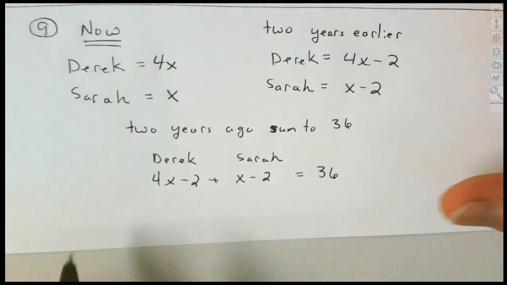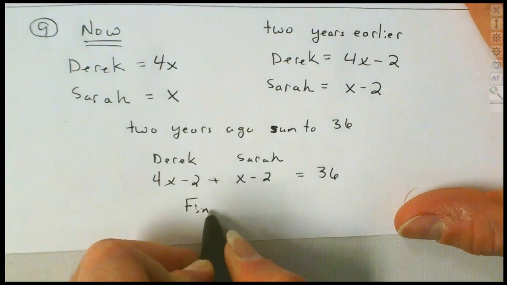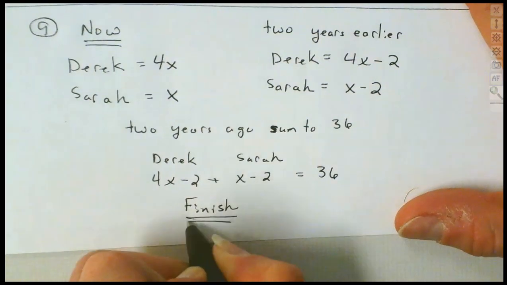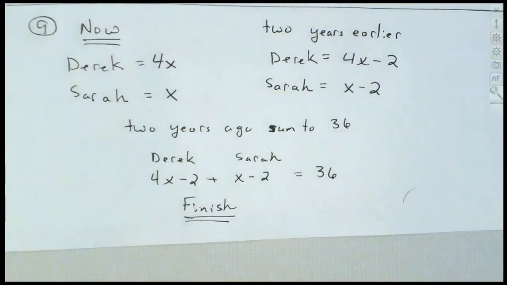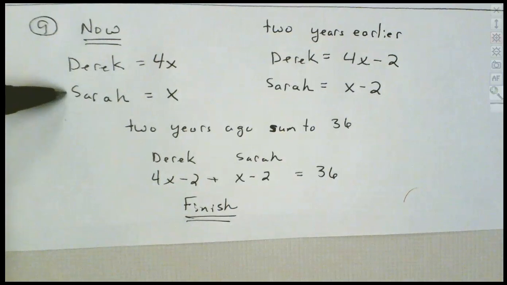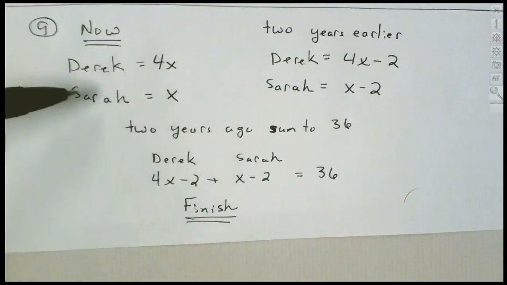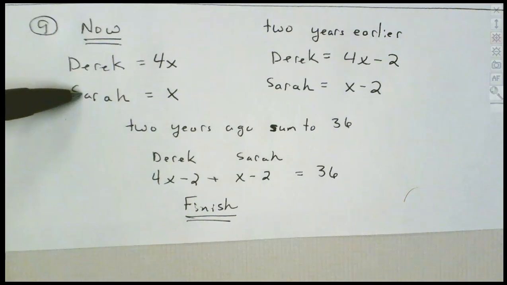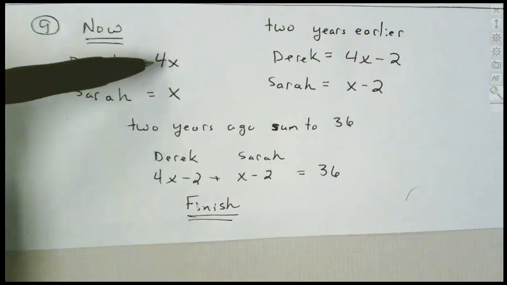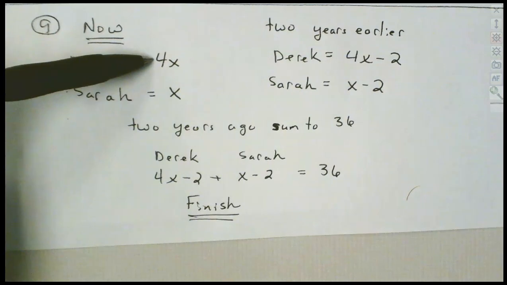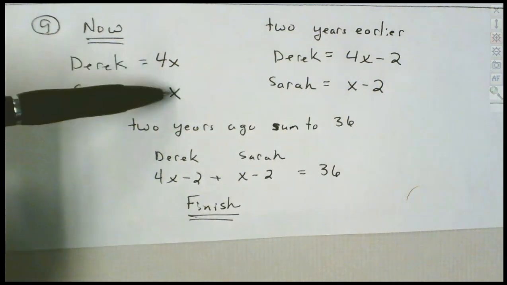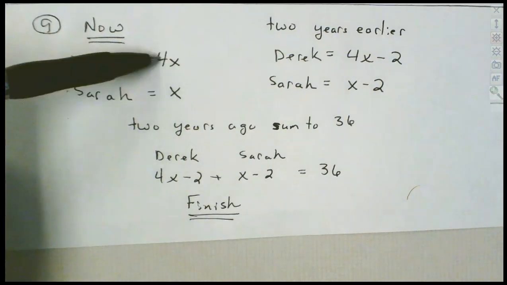You can finish it. Now, when you finish it, what are you going to find? When you solve it for x, what does that give you? When we solve it for x, we get how old Sarah is today. X goes back with Sarah's age today. How old would Derek be today? Well, you take your answer and you multiply it by 4. So if Sarah came out to be 3, Derek would be 12, right? You multiply it by 4.